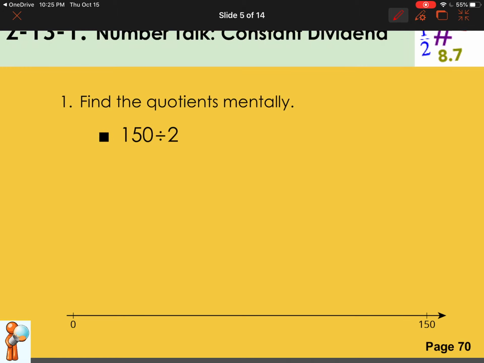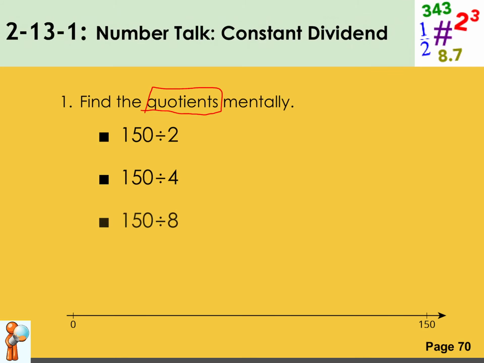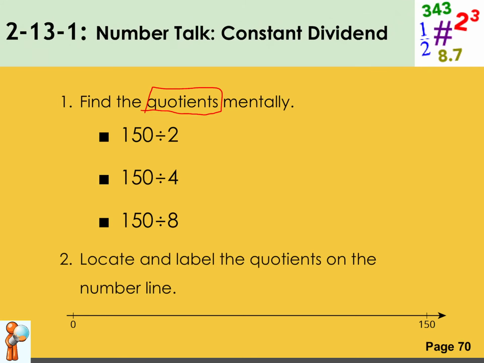So for a quick warm-up, I want you to find the quotient. Remember that word quotient means to divide. Quotient is divide. Product is multiply. Quotient is divide. So you're going to find the quotient of each of these mentally. Go ahead and hit pause and work that out.